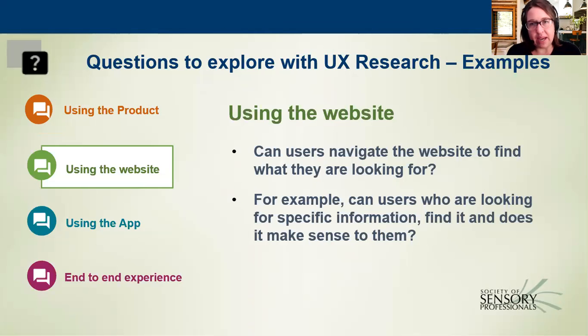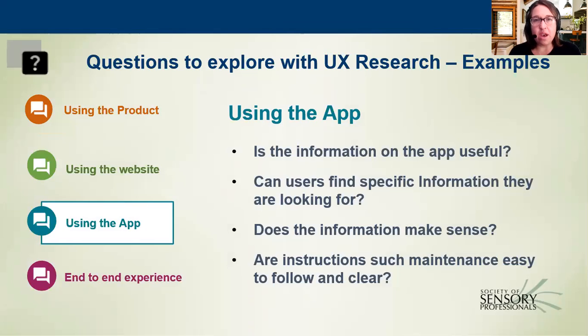When we think about a website, we're looking at, can users navigate to find what they're looking for? If they're looking for specific information and they find it, does it actually make sense? Thinking about an app would be similar to a website, but is the information useful? Can they find what they're looking for, and does it make sense? Are there instructions included in the app? And if so, can users follow those?